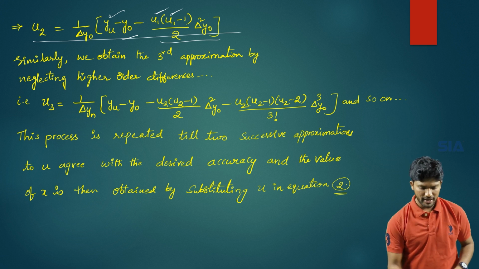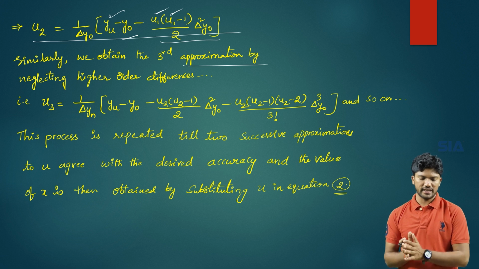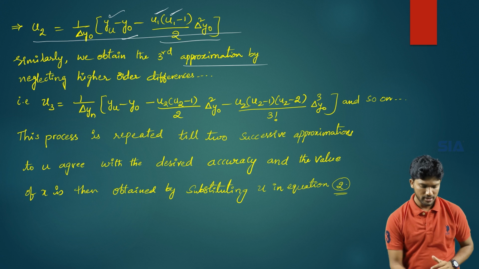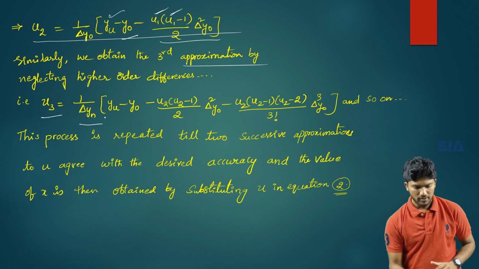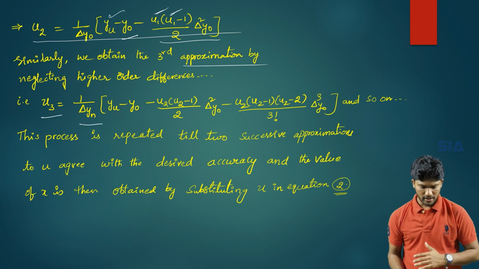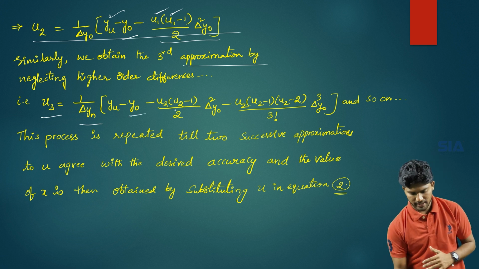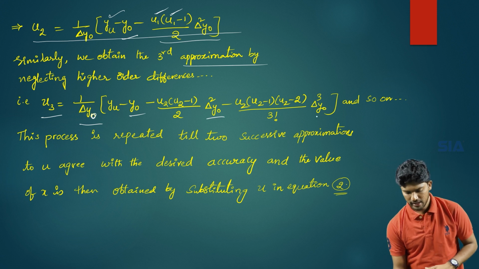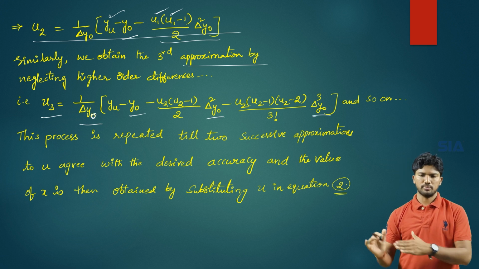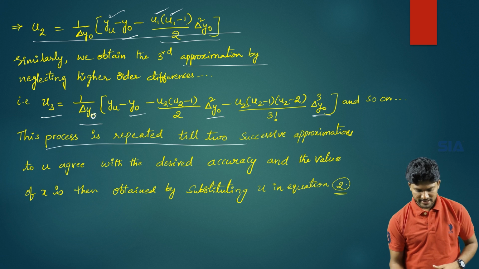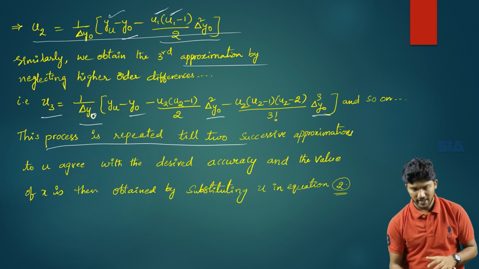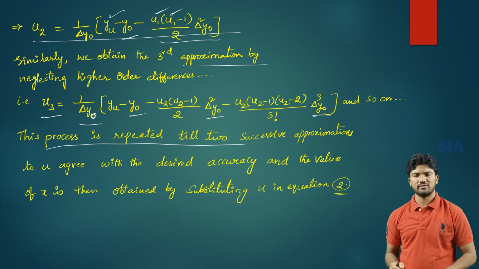Similarly, we can obtain the third approximation by neglecting the fourth order differences. If you ignore the fourth and higher order differences, you can write u suffix 3 is equal to 1 by delta y naught into y suffix u minus y naught, and the delta square y naught, delta cube y naught terms, and so on. So this process is repeated till two successive approximations of small u agree with the desired accuracy. Since this is a general proof, we derive it this way.